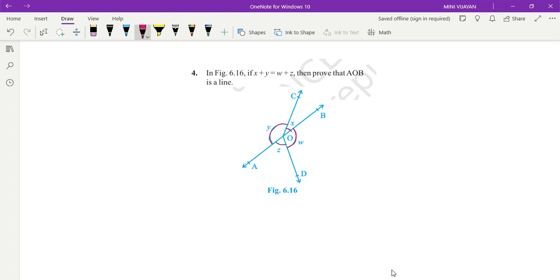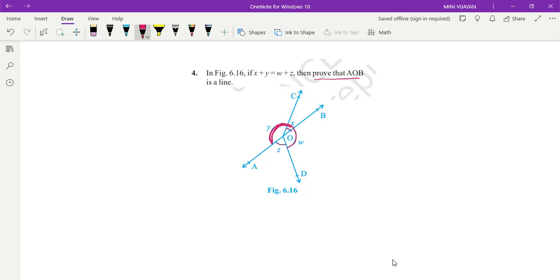If you have to say that x plus y is equal to 180, x plus y will make a straight line. But here it is not mentioned in the beginning that AB is a straight line. When you combine this x and y, we are not getting a straight line because AOB is not a straight line. At the end only we need to prove that it is a straight line. Is that clear? So in the beginning itself, you don't think that x and y make 180, a linear pair, because that condition is not given there.